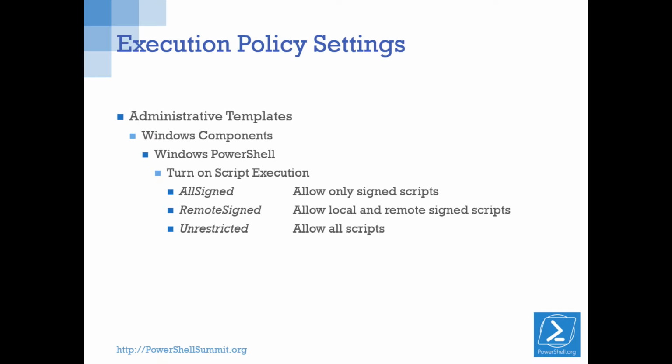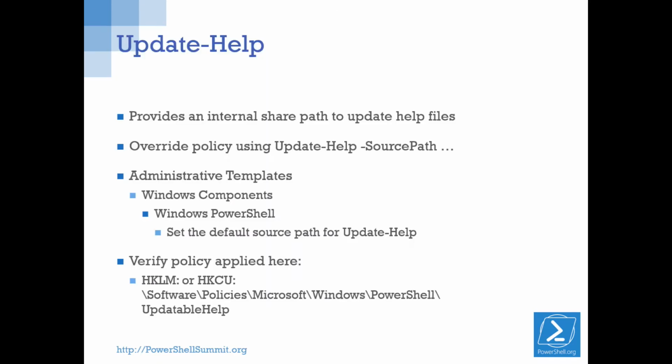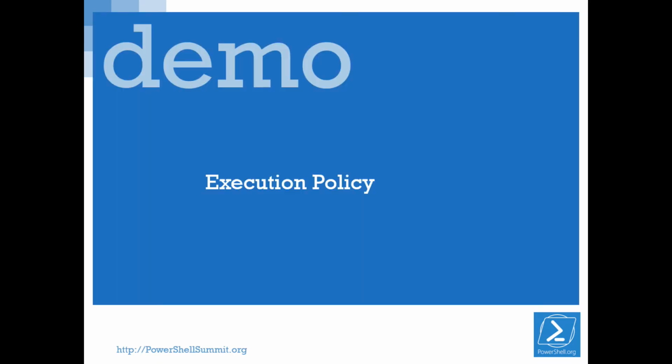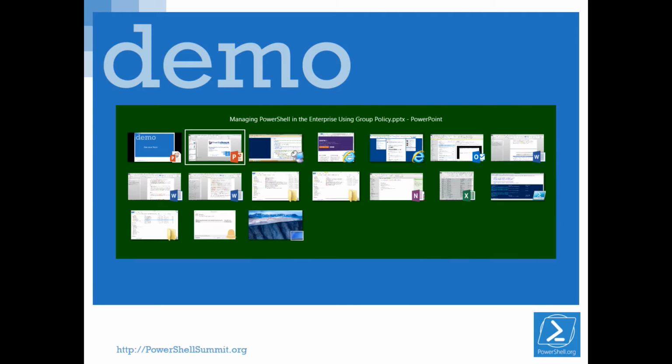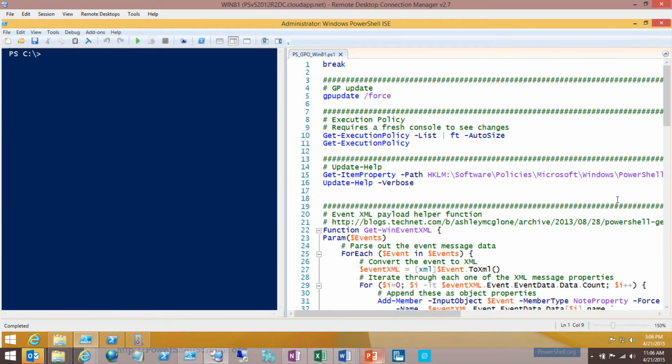And the only thing you can't set it to is restricted. You can set AllSigned, RemoteSigned, Unrestricted, but you can't completely force it to block script execution. That's kind of interesting. Is that because it's restricted by default? It's restricted by default. I've got another slide here we'll look at, but let me take a look on my VM here for 8.1.